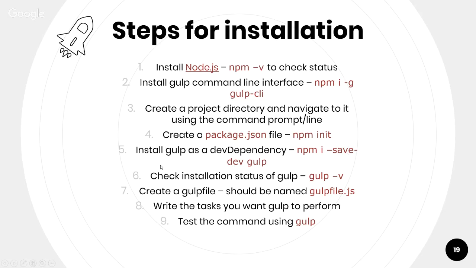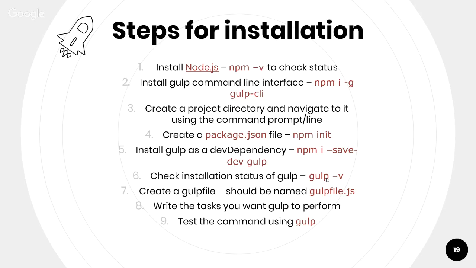Once we do that, we have integrated Gulp into our project and we can get to work on setting it up. The next step, or actually first up, is to check the installation status of Gulp. So we type in gulp -v, and if we get returned some kind of version, that means that we've done the setup process correctly.